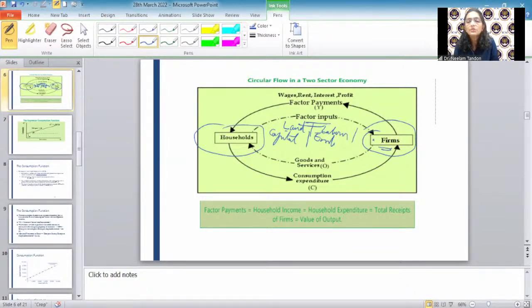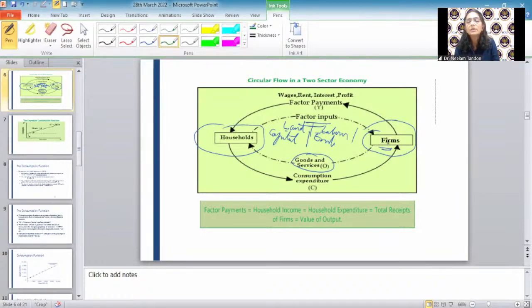With these factor inputs, firm produces what? Goods and services. These goods and services are purchased by whom? So they provide their services, they produce goods and services. Now to buy these goods and services, they need income. And who provides them income? Income is provided by firms. Why should firm give them income? Because they are giving their services. So they are giving their land, they are giving their labor, capital, and entrepreneur.